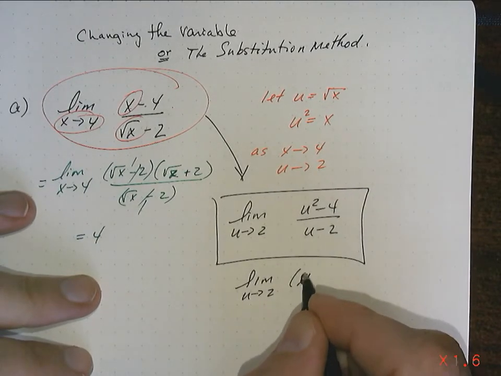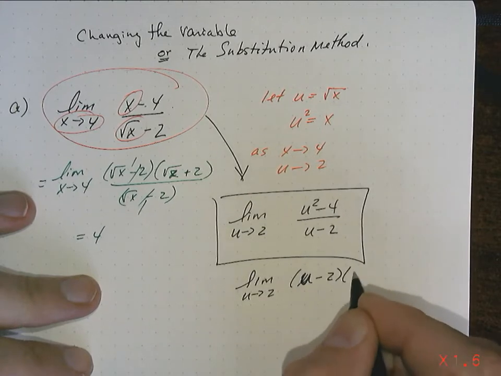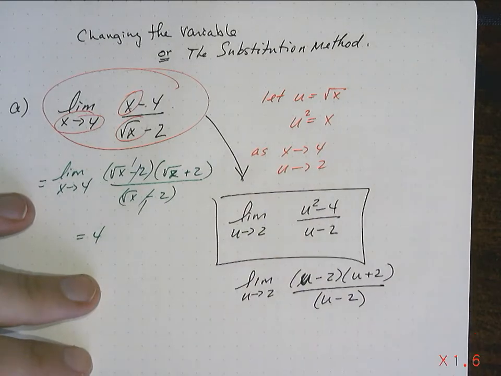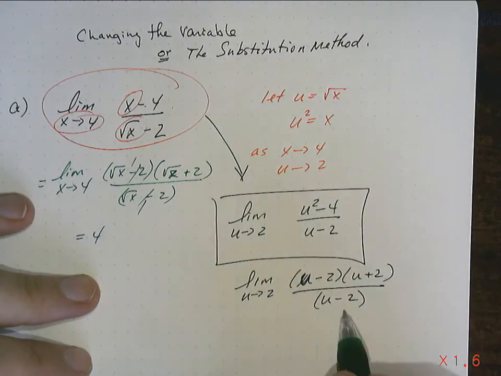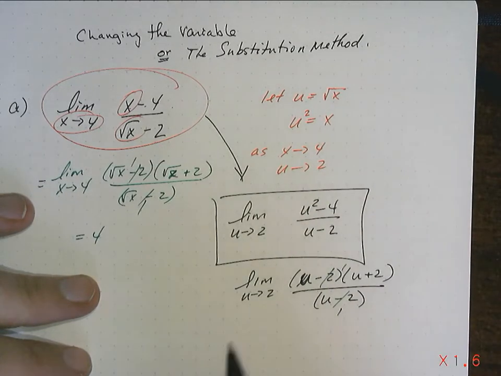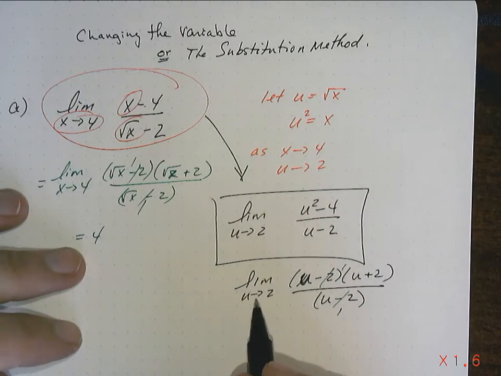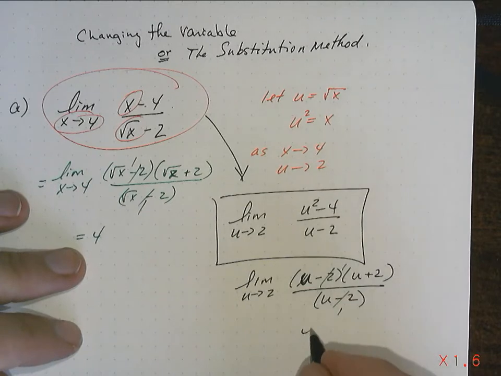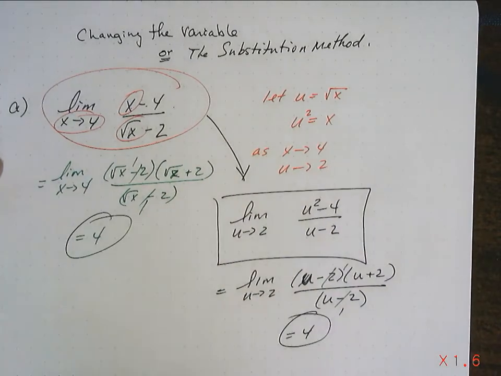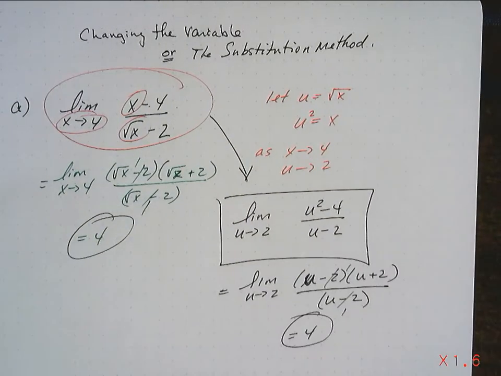And this is my 0 term. Bye-bye. And it's going to leave me with, as u approaches 2, u plus 2, which is going to go to 4. And look at that. I got the same answer using a completely different method.